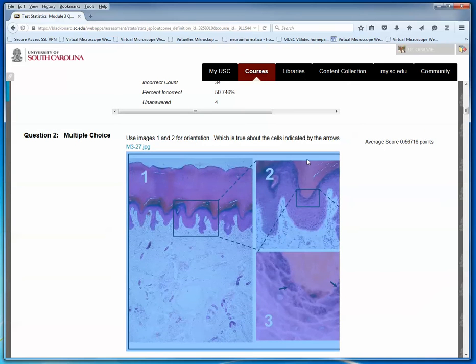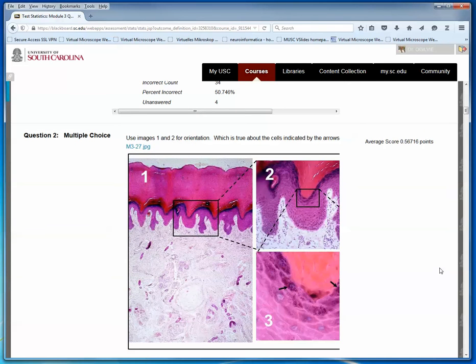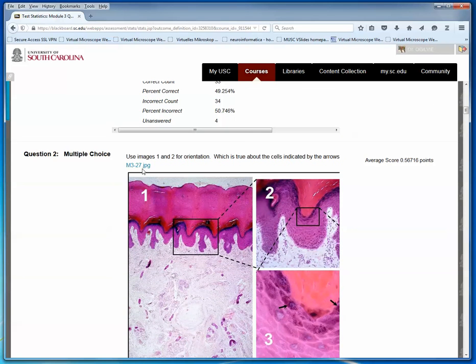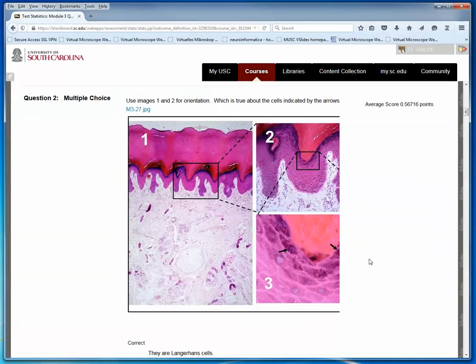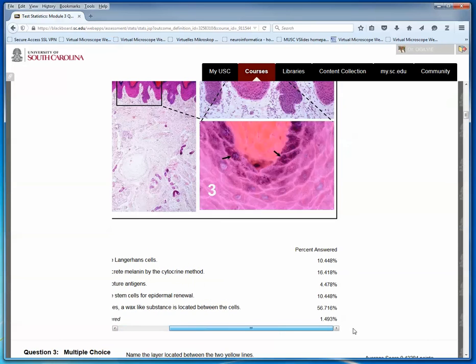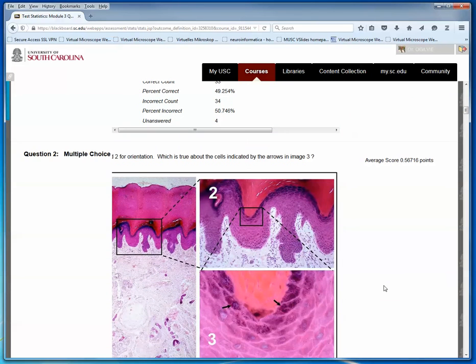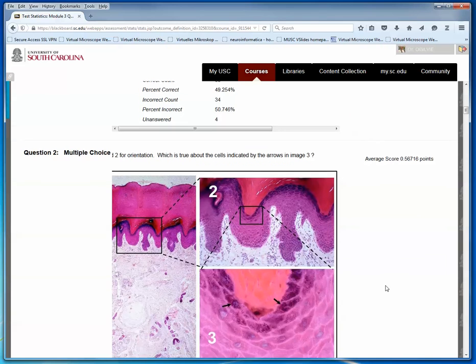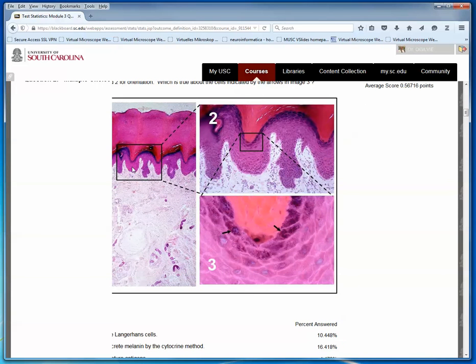This question asks, and you can use images 1 and 2 for orientation, which is true about the specimen. I'm going to enlarge, well, you can see 3, and I have to move this slider over so you can see the other part of the question. Which is true about the cells indicated by the arrows in image 3? Okay, well, this is epidermis. This is stratified squamous keratinized epithelium. A lot of keratin here, very thick. This is the kind of epidermis that would be on the sole of your foot.